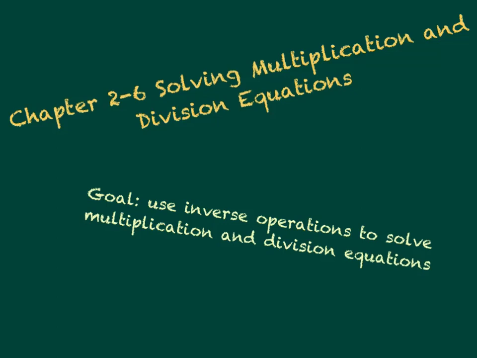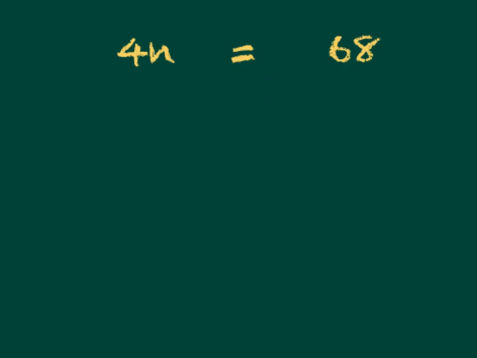Today's lesson comes from Chapter 2-6, Solving Multiplication and Division Equations, and our goal, like the last two lessons we've done, is to use inverse operations, but this time we're going to be solving multiplication and division equations. The first thing we need to do when we encounter an equation like this is figure out what type of operation we have. This time I don't see an operation symbol, but what I do notice is that I have a number 4 right next to a variable.